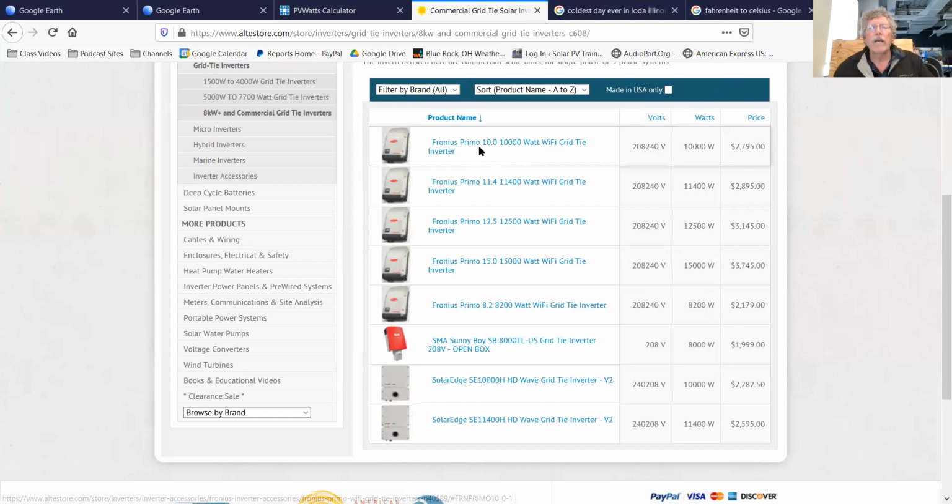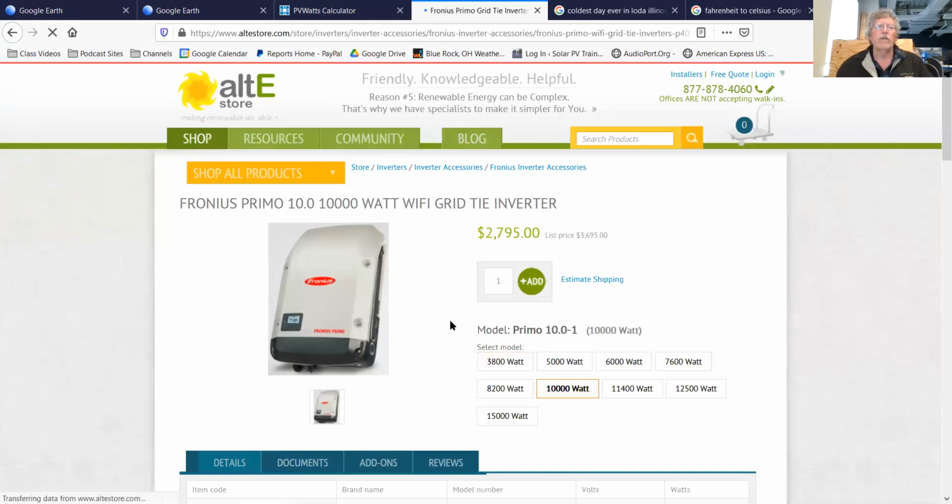Let me think how complicated I want to make this. Yeah, let's go ahead and go with 2 of the Fronius 10s. We're going to make this a complicated unit. All right, so I've got Fronius, and that's just the manufacturer, 10 kW inverter.